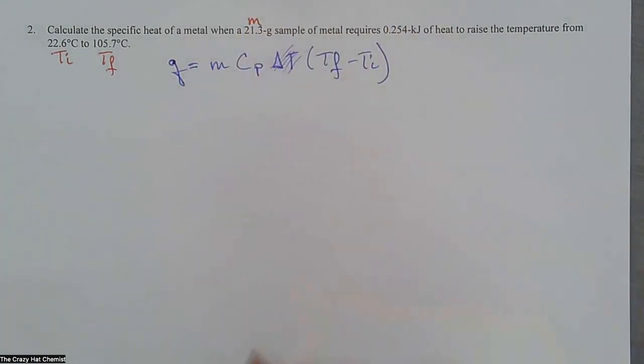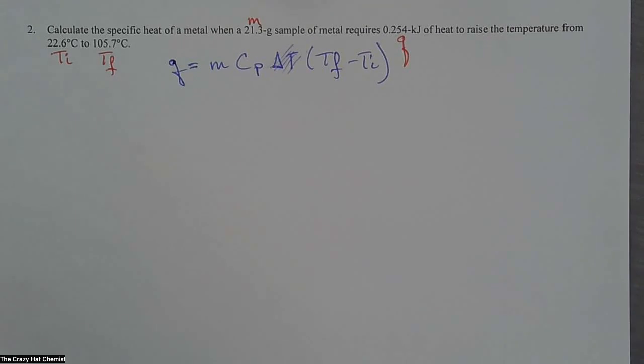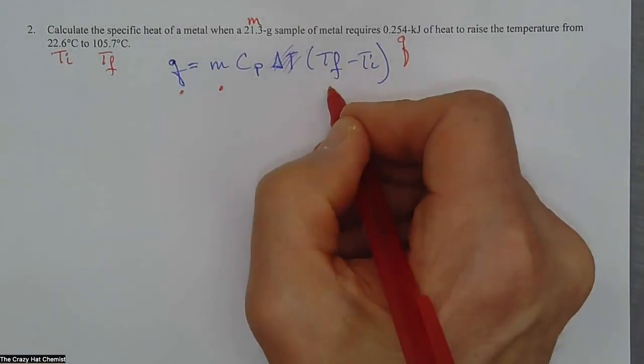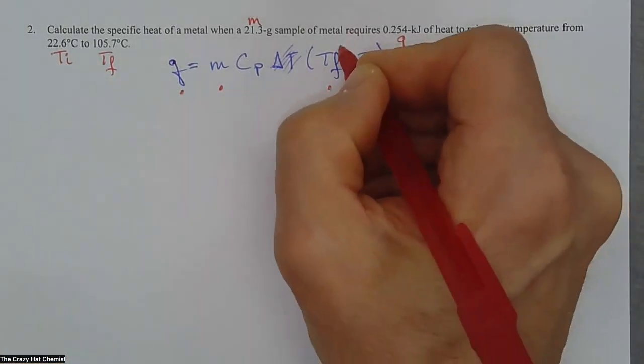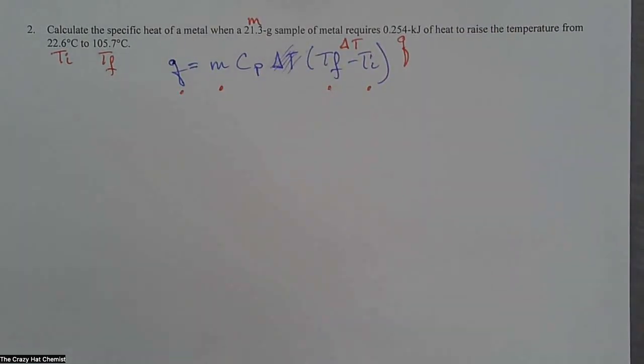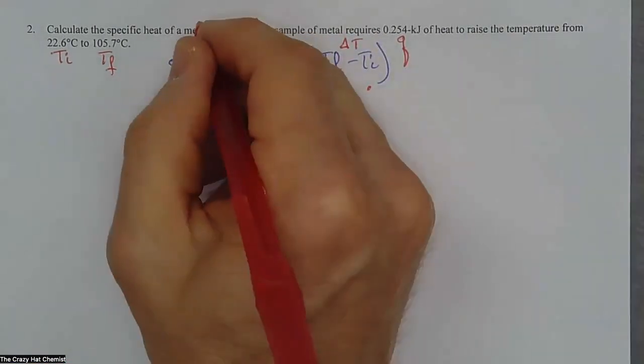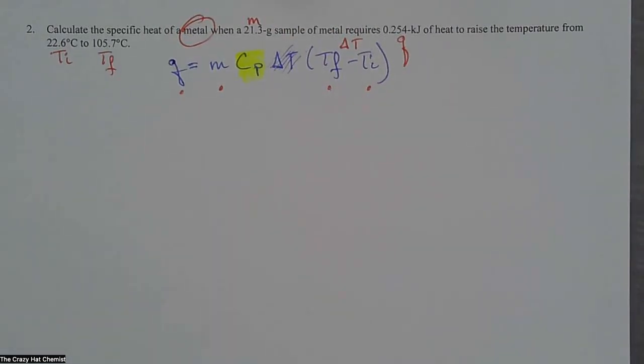This is the mass, and then this is the heat term because it's in kilojoules. So you should see that we have the Q term, we have the M mass term, we have the final and the initial temperatures. So we'll get our change in temperature from that. And then we're going to be solving for the specific heat capacity, which is CP. Knowing that this is a metal, our specific heat capacity would likely be less than 1. So this is something that you should already know.